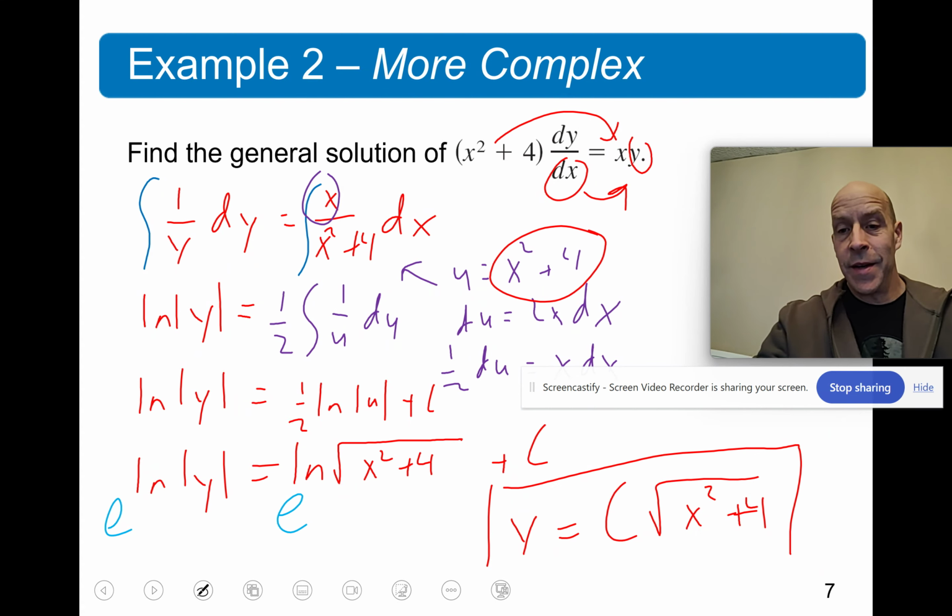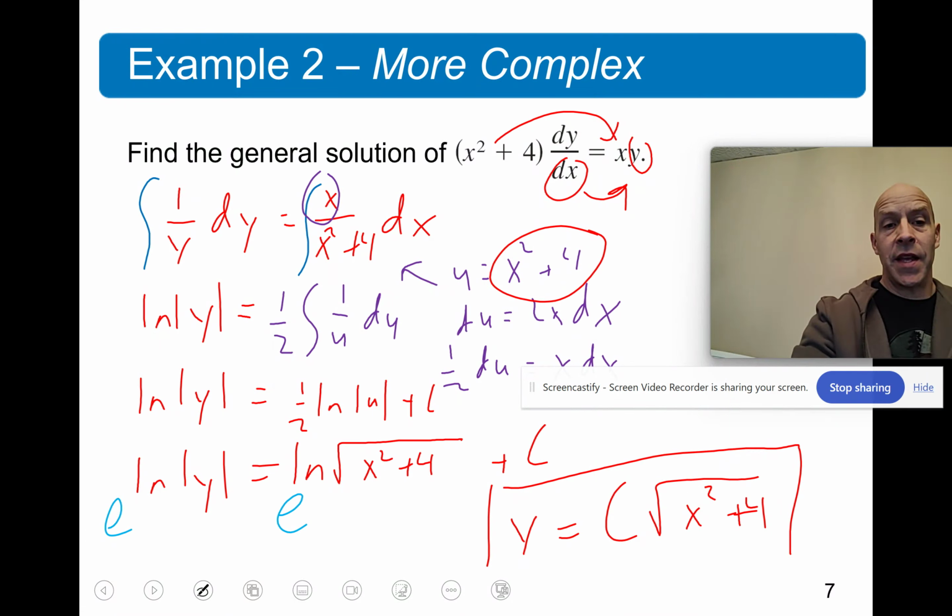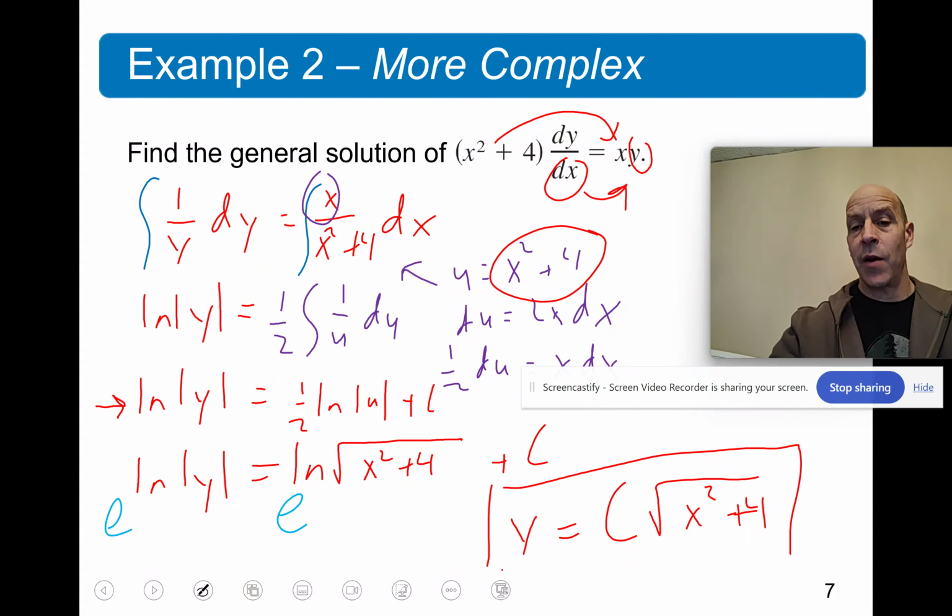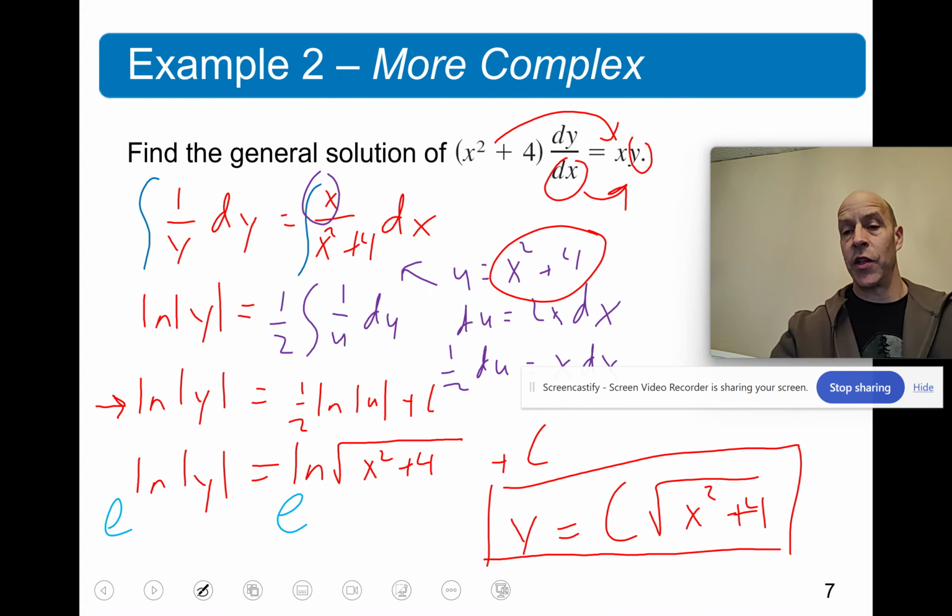That's a pretty complicated one. Now I'll just tell you, on the AP exam, usually if you can get down to this step right here, you'll get most of the points. Usually the last point they want you to, they'll give you, they want you to get the solution in terms of just y by itself.